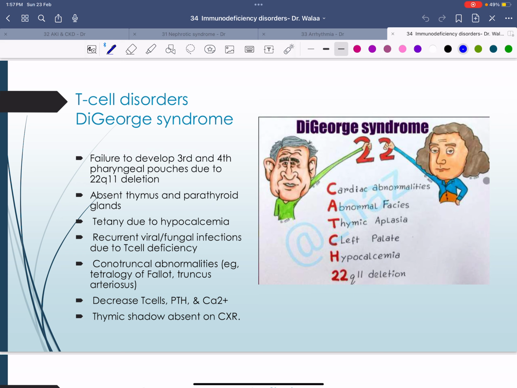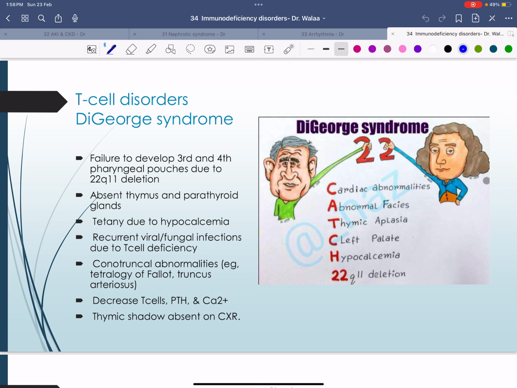Okay. The first example of T cell disorder is DiGeorge syndrome. DiGeorge syndrome happens when there is a microdeletion in chromosome 22, which leads to failure to develop the third or fourth pharyngeal pouch. The third and fourth pharyngeal pouches give rise to central, midline structures, so they have midline defects that affect the parathyroid and the thymic gland.